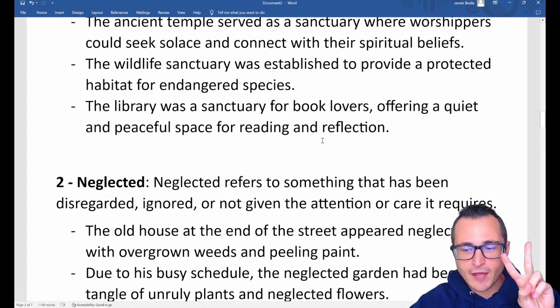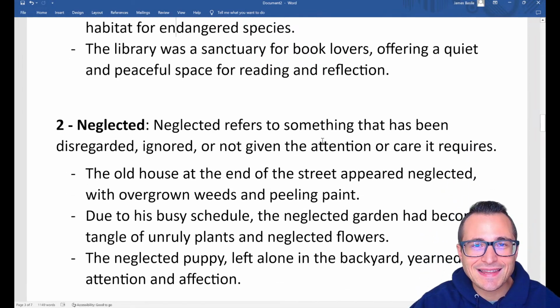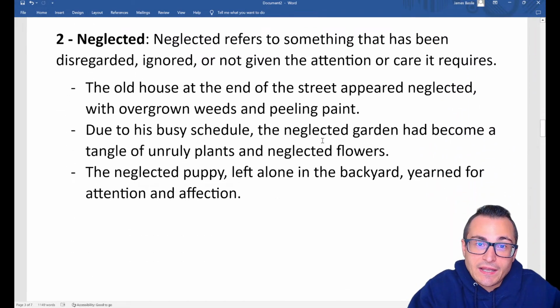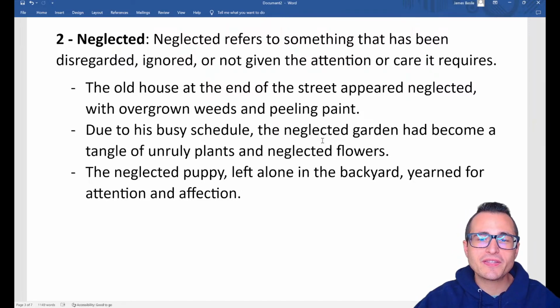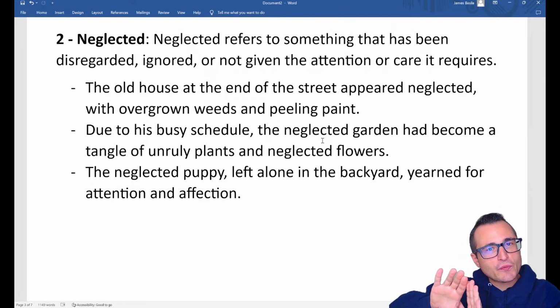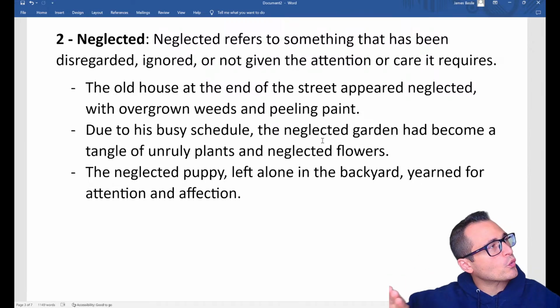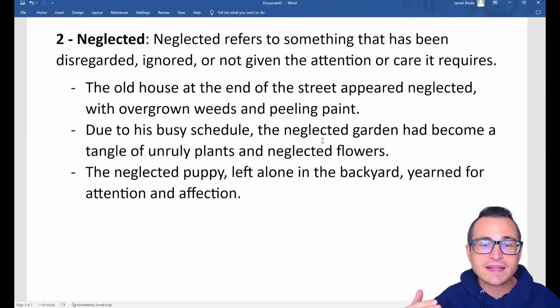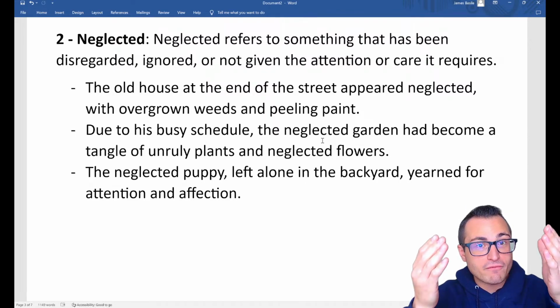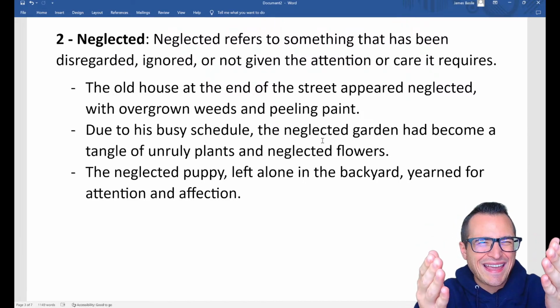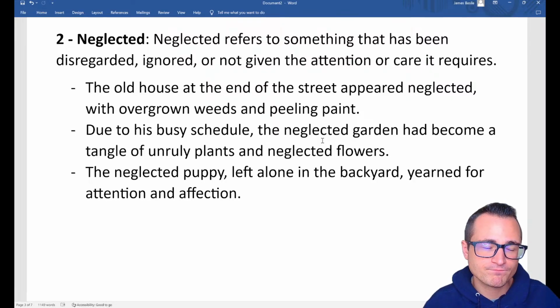The second vocabulary word is neglected. What does neglected mean? Neglected refers to something that has been disregarded, ignored, or not given the attention or care it requires. Have you ever neglected something?